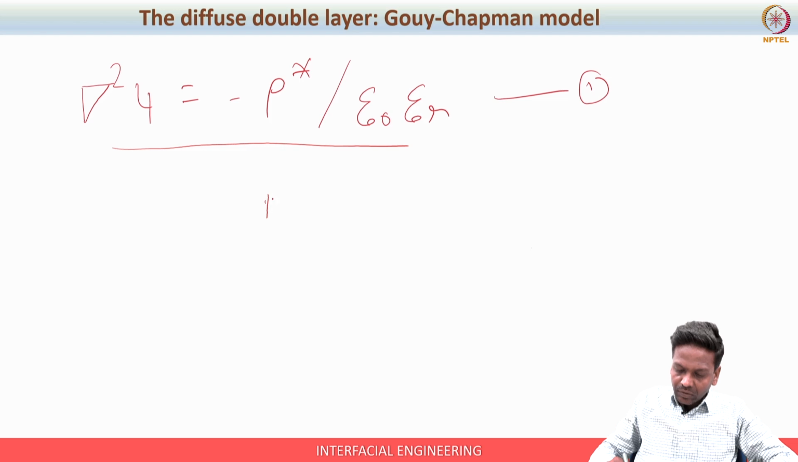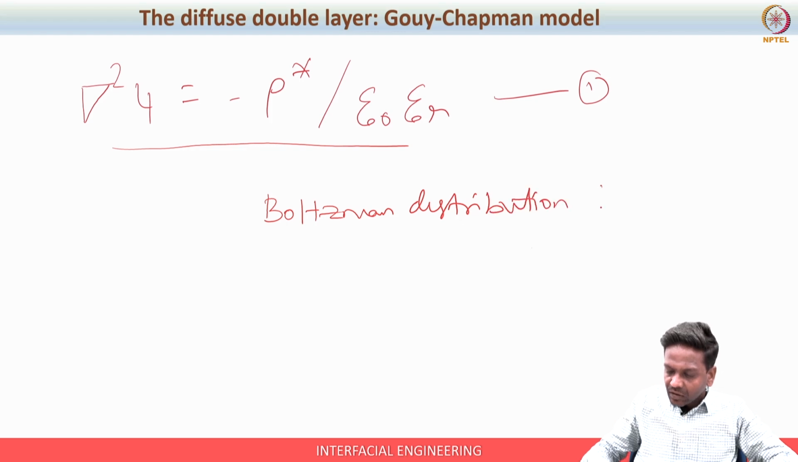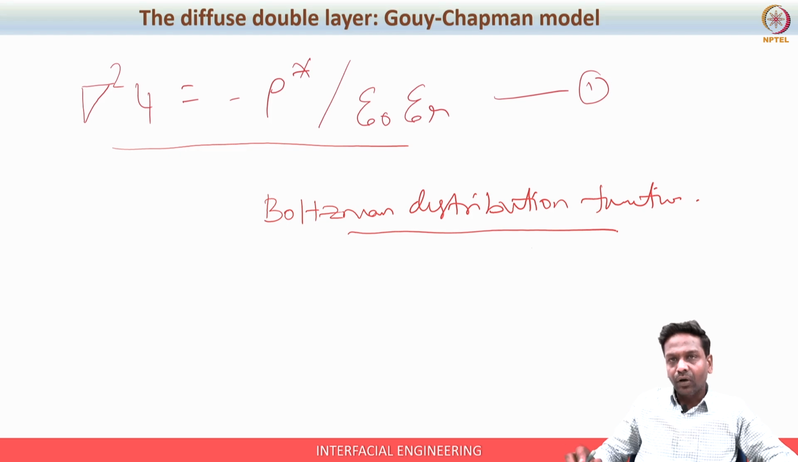So we are going to look at what is known as the Boltzmann distribution function. We are going to borrow this from the Boltzmann distribution function, and then use this in our equation here, plug it in, and get the relevant equation as a function of x and the electrolyte concentration.